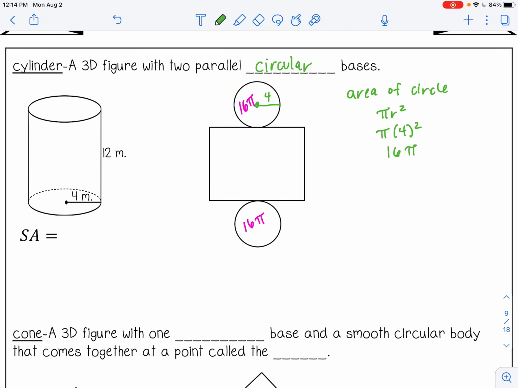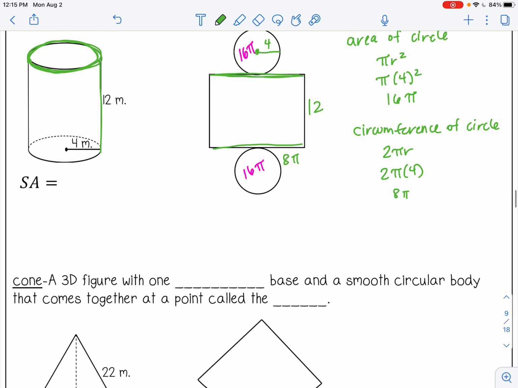And then the area of the rectangle would be length times width. Now we know this is 12 from here. This piece is actually going to be this opened up, and this is the circumference of the circle. So we need to find the circumference of that circle. Remember, the circumference of a circle is 2 pi r, so 2 pi times 4 or 8 pi. So this length here is 8 pi.